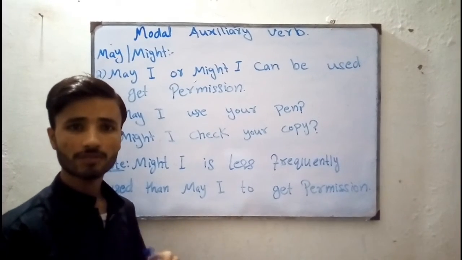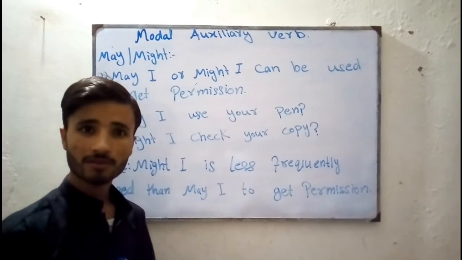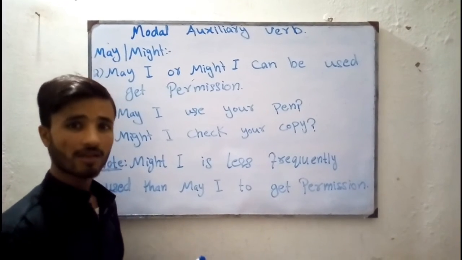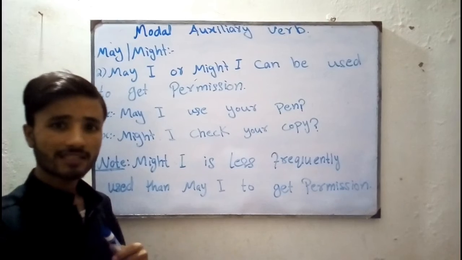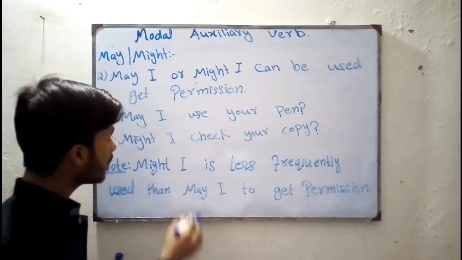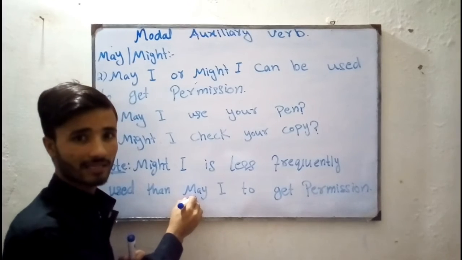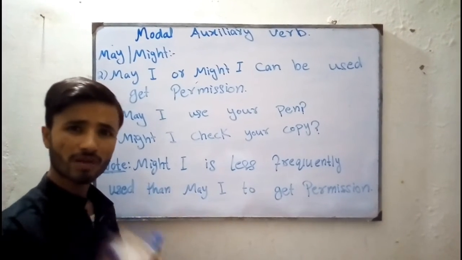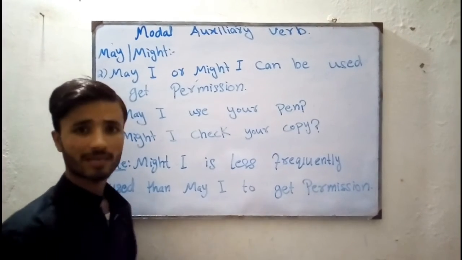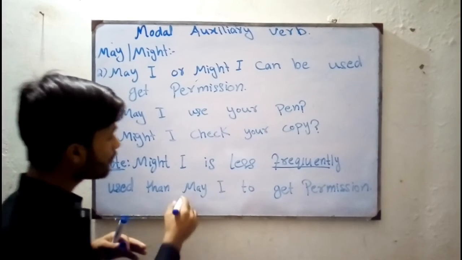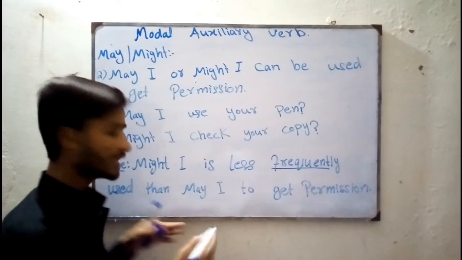Whenever we want to get permission, we use may I. May I come in? May I use your pen? May I do that? May I do this? Is this clear? Whenever हम चाहते हैं कि किसी चीज को इस्तेमाल करने के लिए किसी से इजाजत लें, तो हम ज्यादातर may I को इस्तेमाल करते हैं बनिस्बत might I के. might I जो है वो बहुत कम, कभी कभार हम इस्तेमाल कर सकते हैं. तो हम may I को बहुत ज्यादा इस्तेमाल करते हैं बजाय might I के.